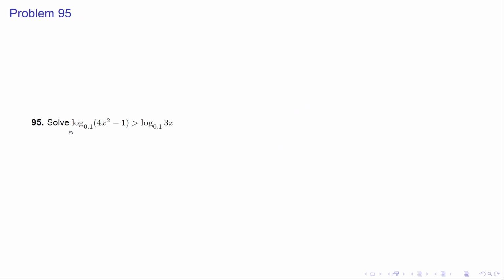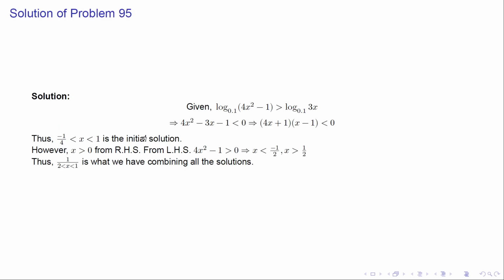Problem 95 says: solve log of 4x square minus 1 with base 0.1 greater than log of 3x with base 0.1. In this case, since the base is 0.1 on both sides, which is less than 1, we can say that 4x square minus 1 is less than 3x, that is 4x square minus 3x minus 1 less than 0. So it would have two roots, minus 1 by 4 and 1. So this should be less than 0. So we can say that x should lie between minus 1 by 4 and 1.